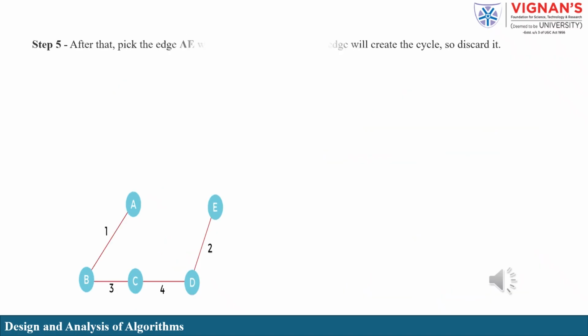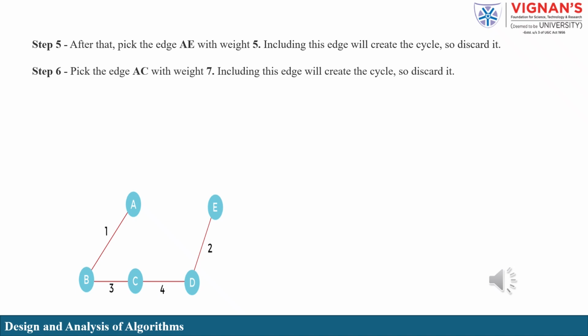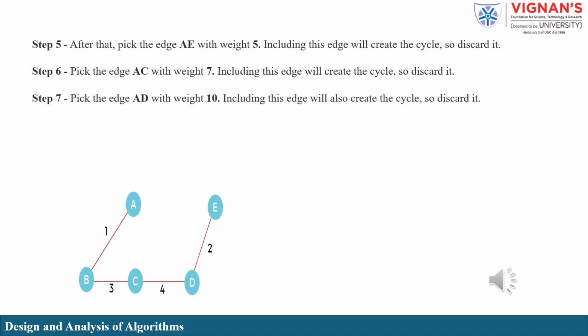Step 5. Next, pick the edge AE with weight 5. Adding this edge creates a cycle, so it is discarded. Step 6. Pick the edge AC with weight 7. This edge also forms a cycle, so it is discarded. Step 7. Pick the edge AD with weight 10. This edge again creates a cycle, so it is discarded.